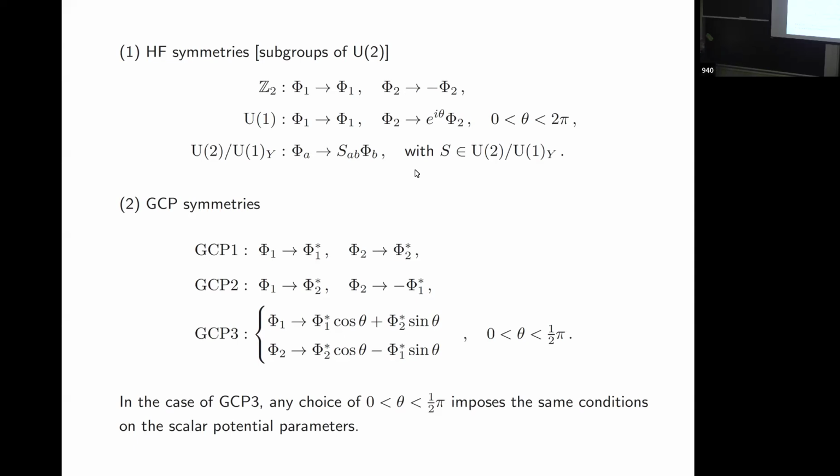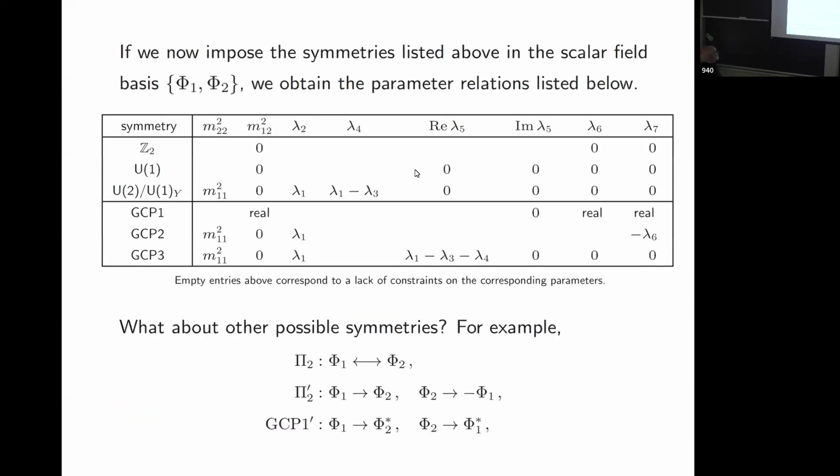And for the generalized CP symmetries, here are the three different classes. For GCP3, any theta that's not 0 or pi/2 will give you the same parameter relations. Now you stick these in the Lagrangian and ask yourself what relations you get, and here's the list. This one sets M11 squared equal to M22 squared.